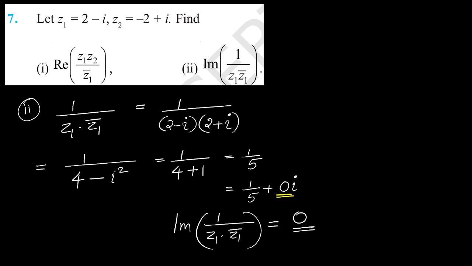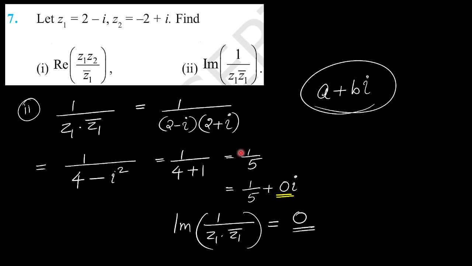Sir, one small doubt, sir. Yes, tell me. Sir, to add 1 by 5 plus 0 into i, sir. Your doubt is why we are adding 0 into i? Yes. Because I want the final answer in this format. I expect the final answer in this format. Then only I can find out the imaginary part.